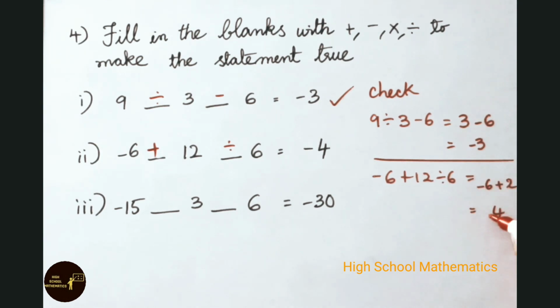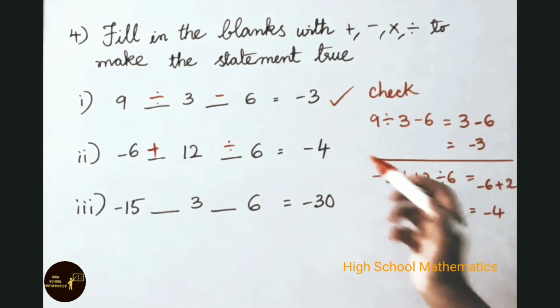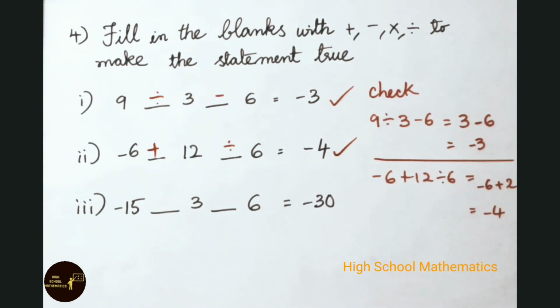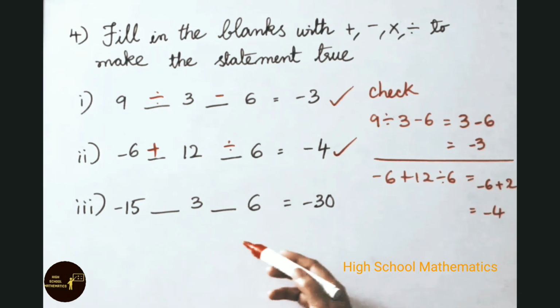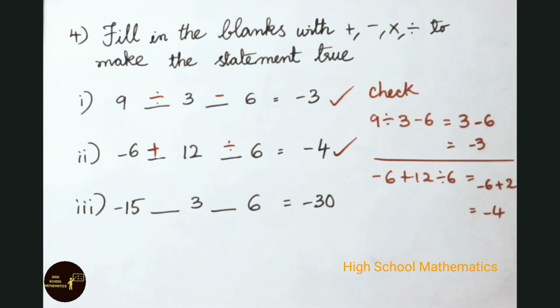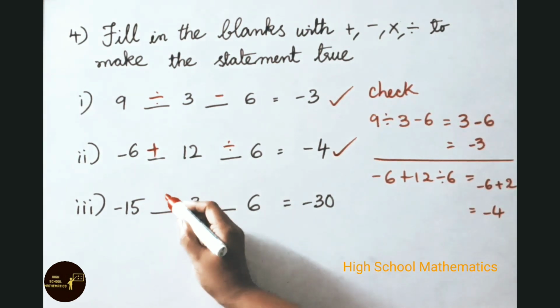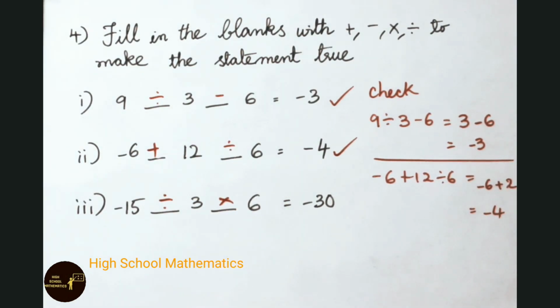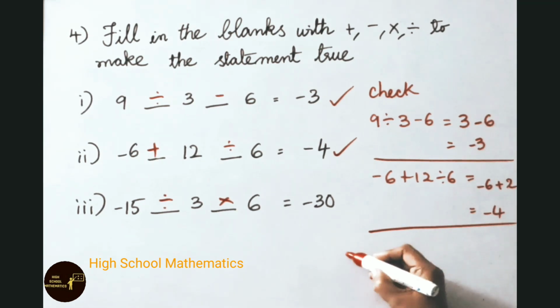6 is greatest, its sign is minus. So the answer is minus 4. Here also we got minus 4 only answer. So our sum is correct. See now third one, minus 15 dash 3 dash 6, that equals to minus 30. Here I am going to put symbol division and here multiplication symbol. Now we are going to check whether it is correct or not.